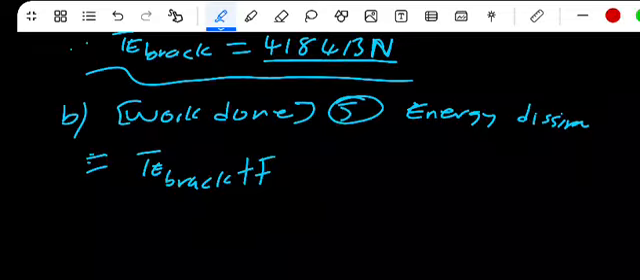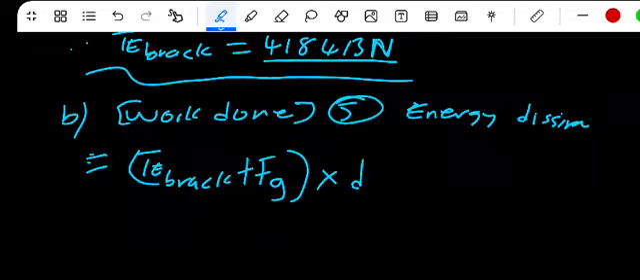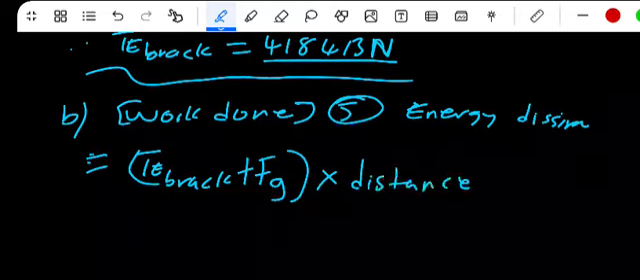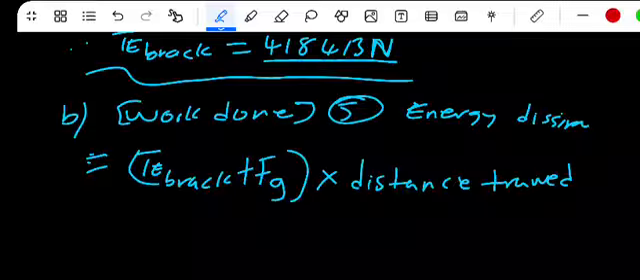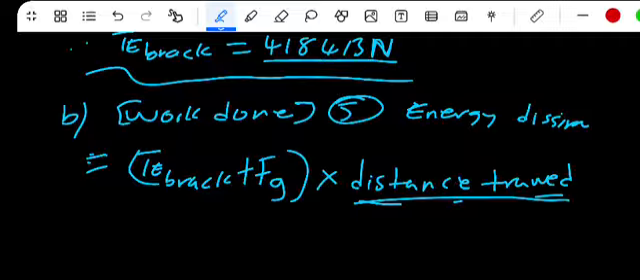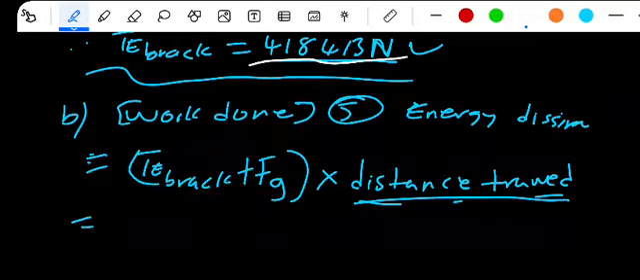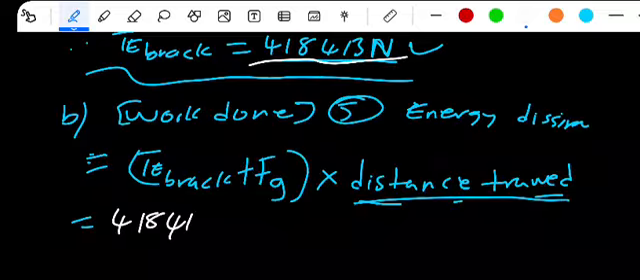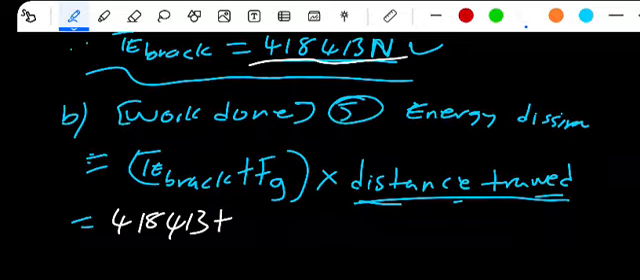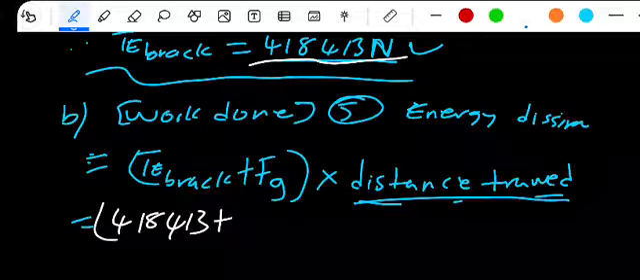I don't know how you will comprehend this, but it is what it is. You multiply this by the distance traveled, not just the distance traveled before, but until where it reached the stop at the instant. We have T brake here, 418,413, plus the gravity we calculated here on the top.